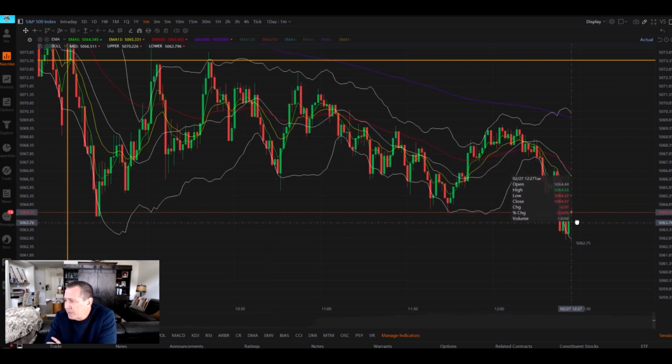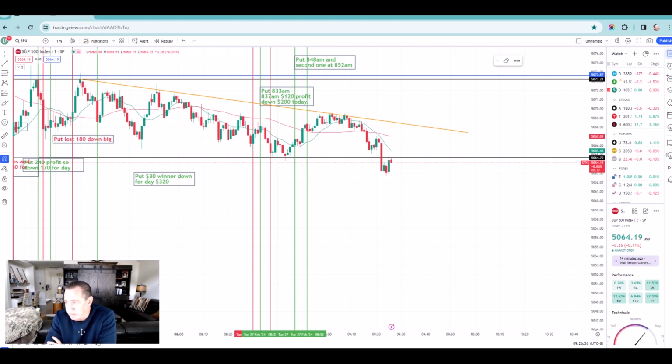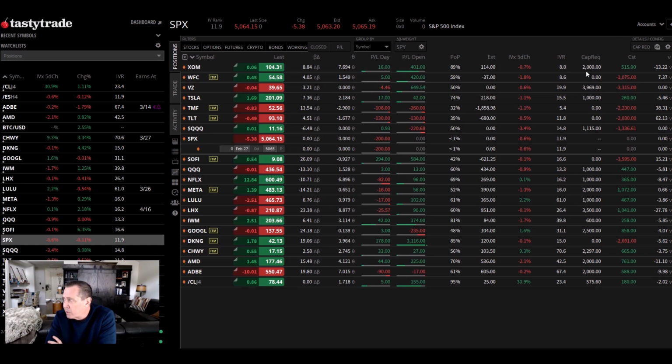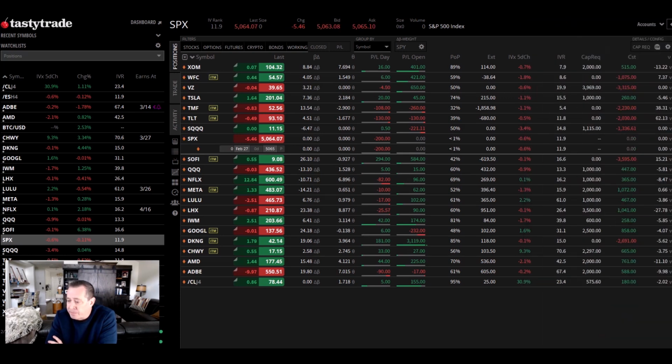So I will again look for a move up to that 50-day, the red line, and then put on another set. But as you can see, we were down pretty big before this, and now we've worked our way back, and we are up $70 on the day, but we just made $270 on those, and we have nothing on. So we'll look for the next one now.